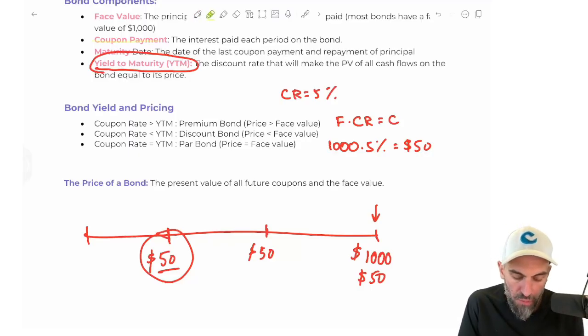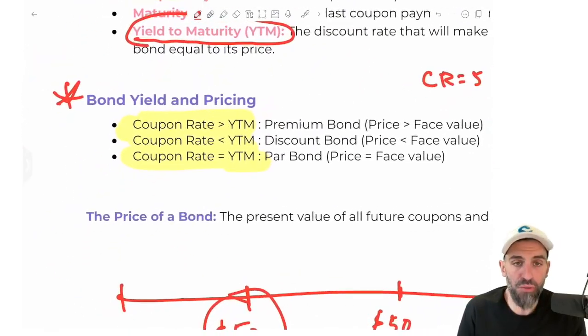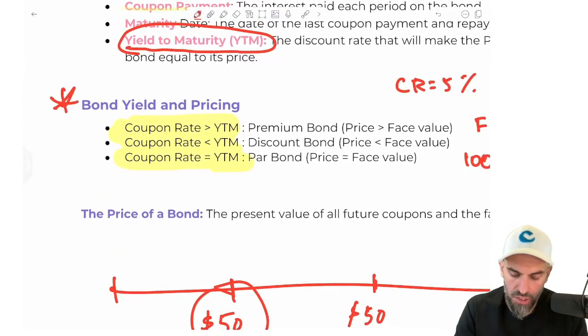And what I care more about is that you understand the relationship between the coupon rate and the yield. Okay, so this is definitely important. You want to know there's three types of bonds. When the coupon rate stated is higher than the yield, the bond is a premium bond, which means the price that you would pay to buy it is actually more than the face value.